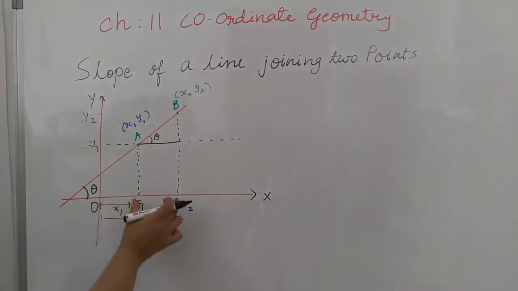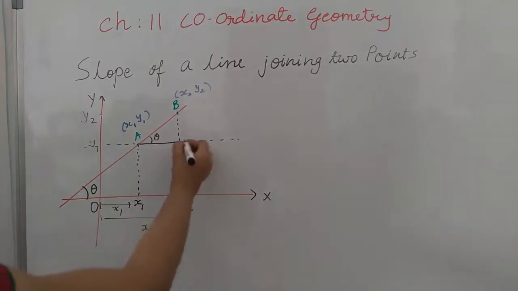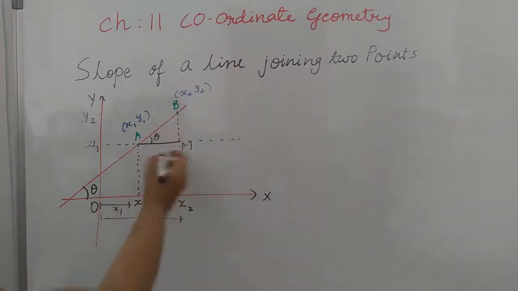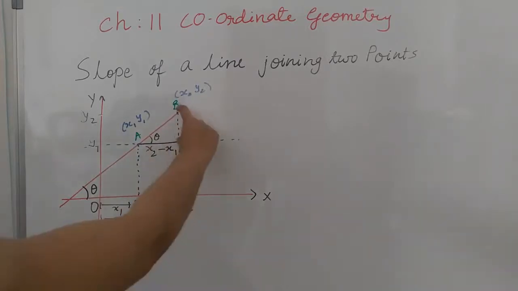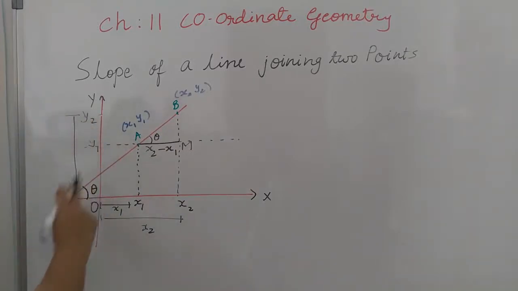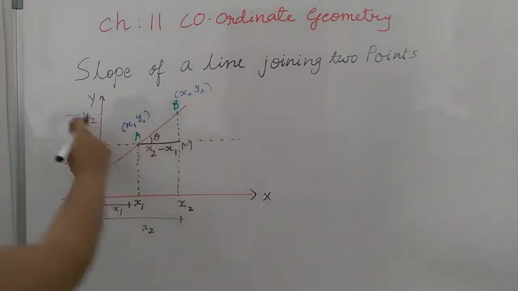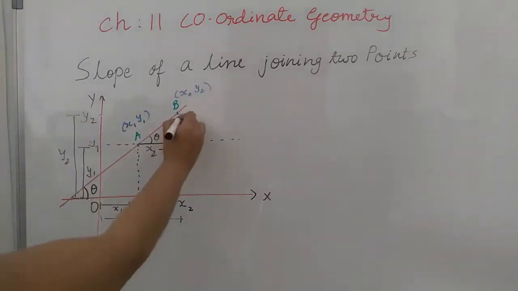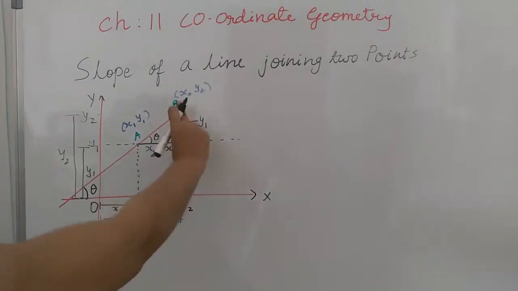So if I want this much distance, then it will be x2 minus x1. Suppose I name this AM, so the AM value will be x2 minus x1. And similarly, if I want the BM value, you see students, this whole distance is y2 from the origin and this distance is y1. So if I want BM only, then it will be the whole y2 minus y1. It means this is y2 minus y1. So this way I get the AM and BM values.